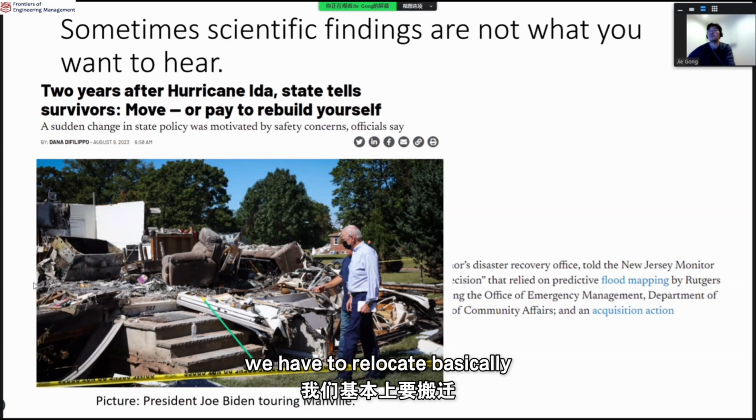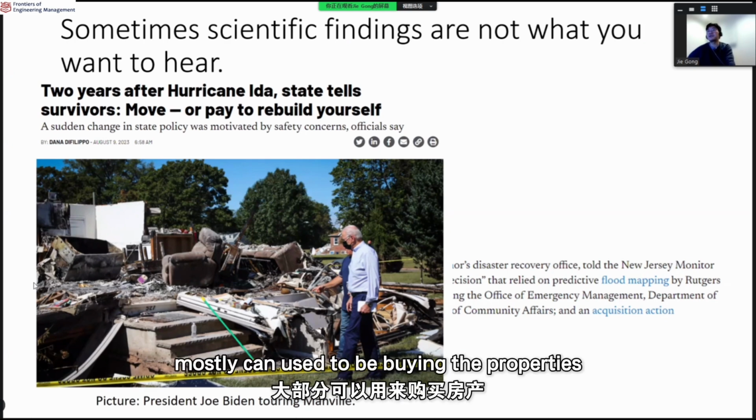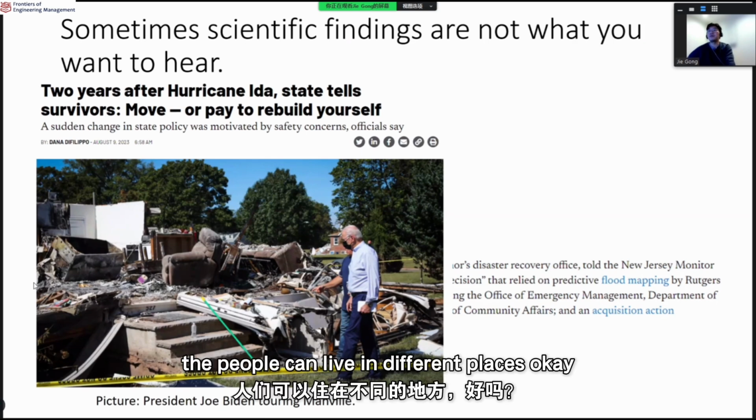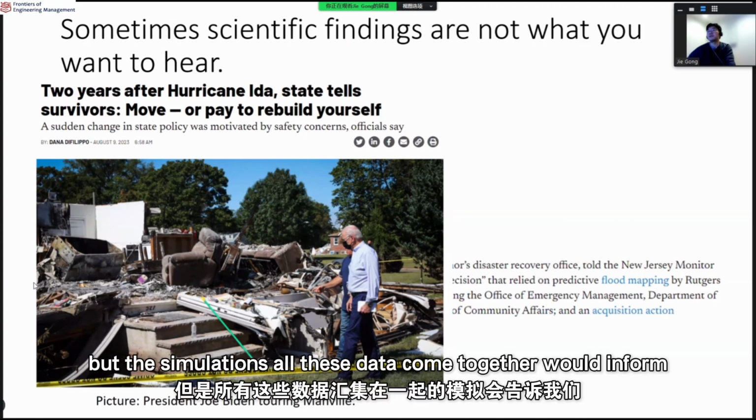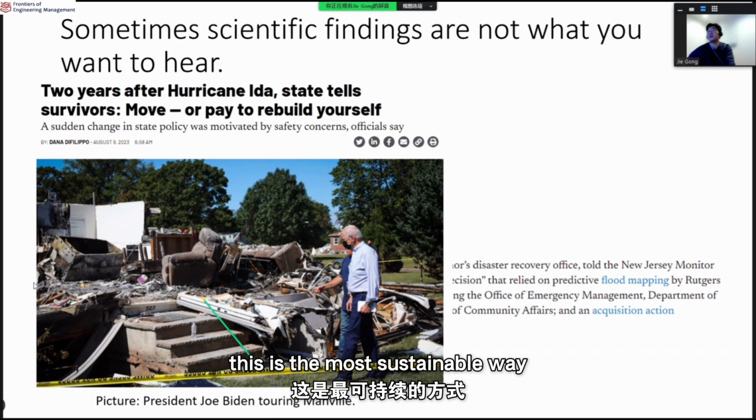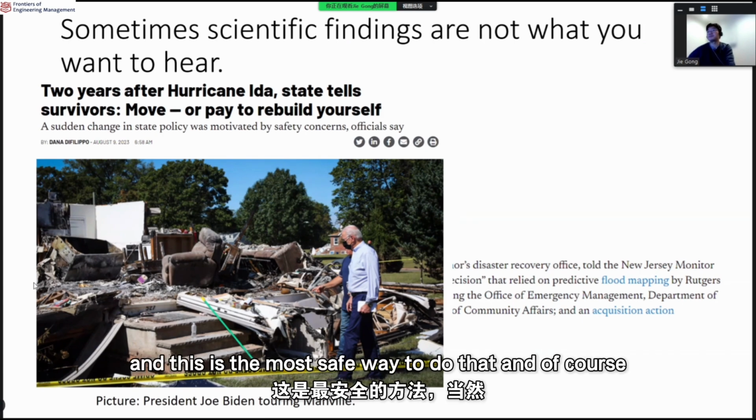We have to relocate. Basically, the $50 million can mostly be used to buy the properties, so the people can rebuild at different places. Those are not easy decisions, but the simulations and all this data come together to inform us that this is the most sustainable and the safest way to do it.